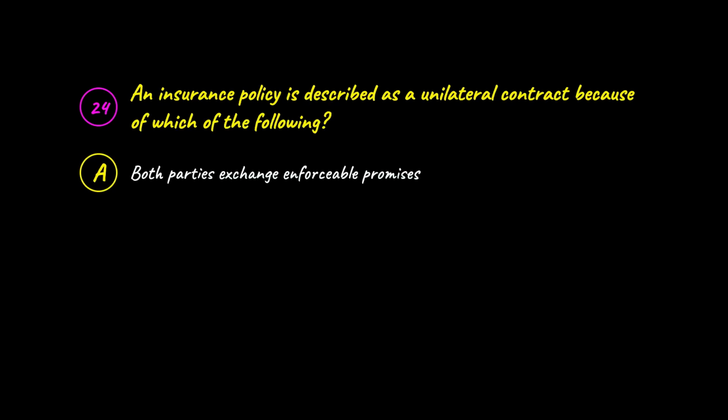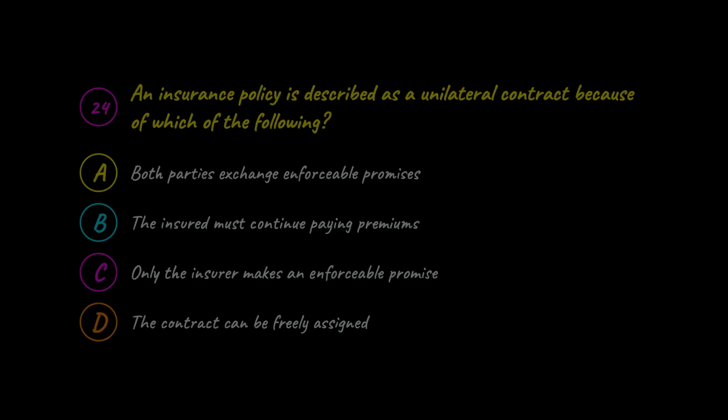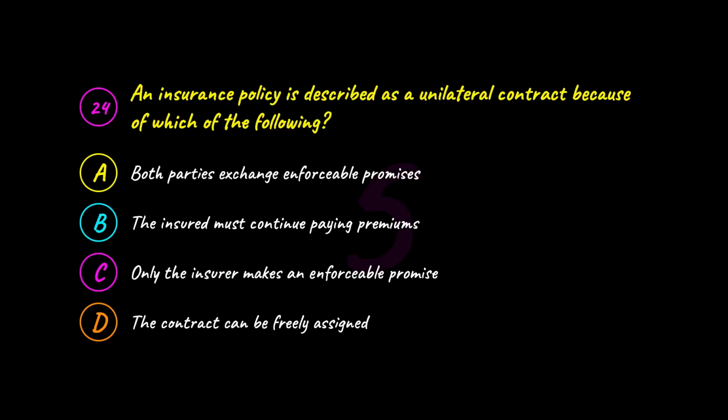Question 24. An insurance policy is described as a unilateral contract because of which of the following? Your options are A. Both parties exchange enforceable promises. B. The insured must continue paying premiums. C. Only the insurer makes an enforceable promise. D. The contract can be freely assigned. Got a guess, lock it in.